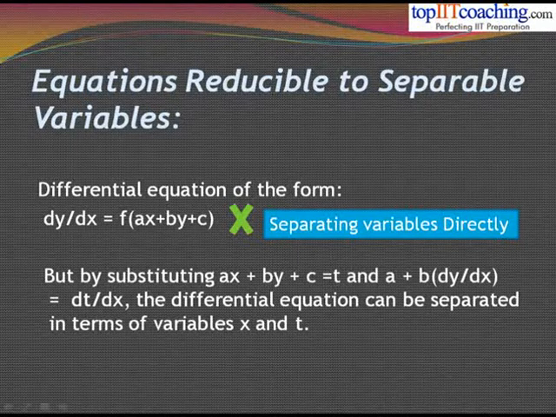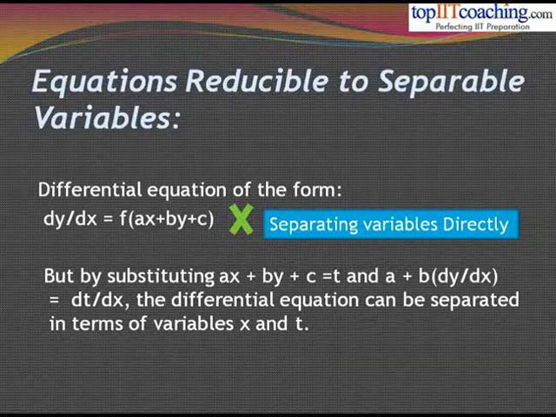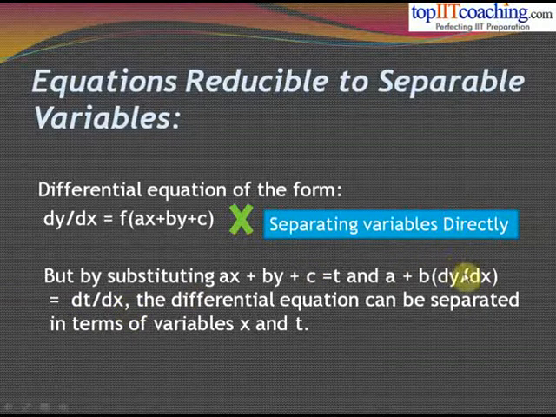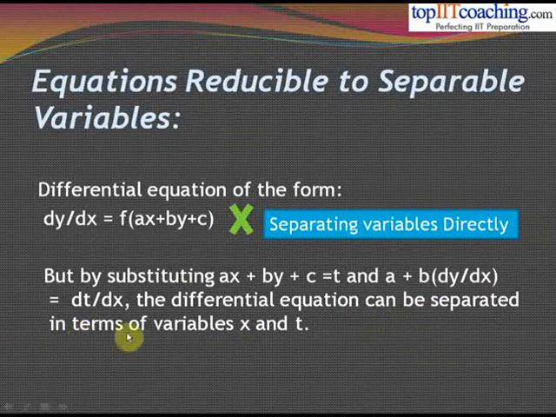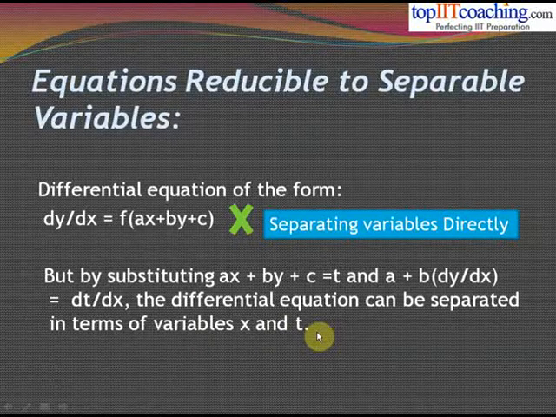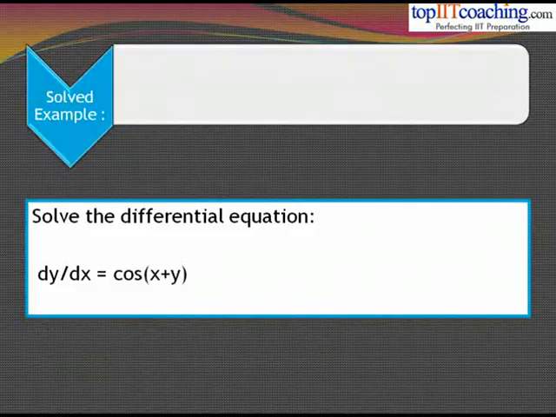But by substituting ax plus by plus c equal to t, we can reduce this into separable variable form. How? The differential of this would be a plus b times dy by dx equal to dt by dx. So we substitute the value of dy by dx in this expression in the form of dt by dx, and thus the differential equation would be in the form of variables x and t, and which can be easily solved by the method of separable variables. Let's try to see an example.